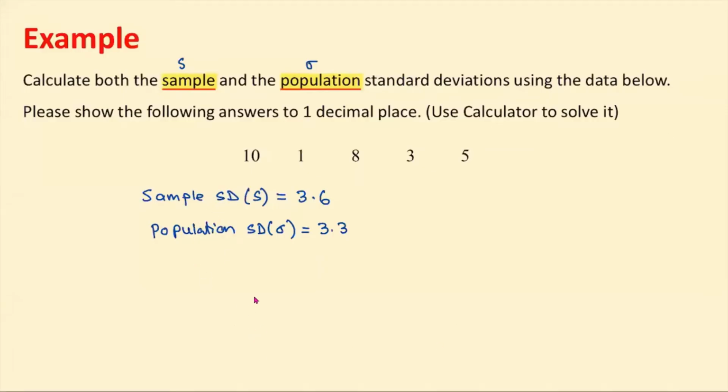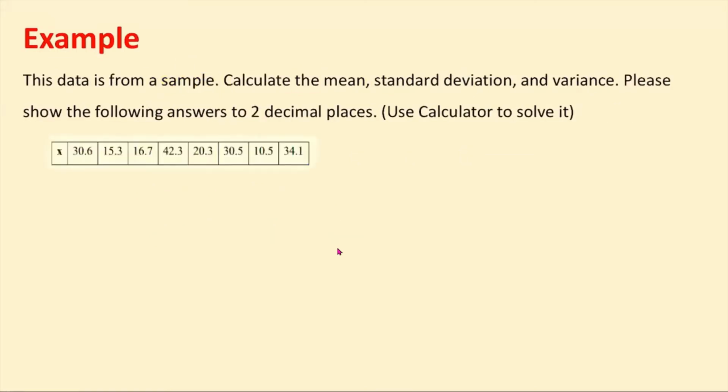So these are the values that we obtained from the calculator. Sample standard deviation 3.6, population standard deviation 3.3. So you have seen that we can use our TI-84 calculator to solve a problem like this one. So let's move on to the next one, which is very similar to the previous two examples.